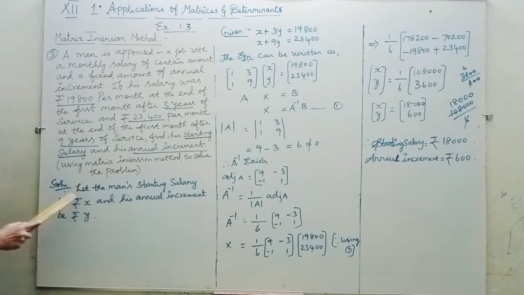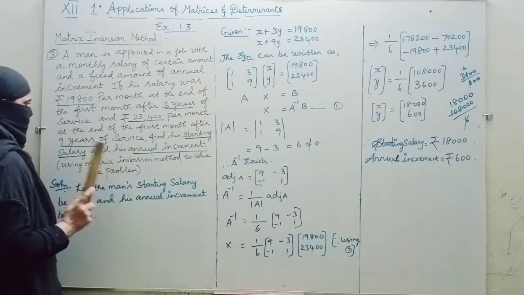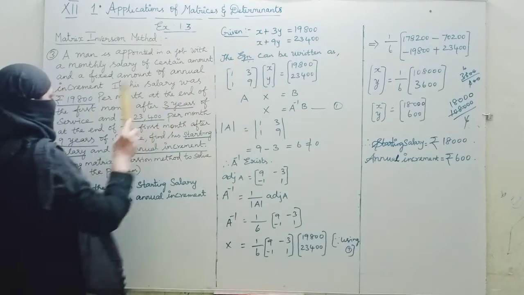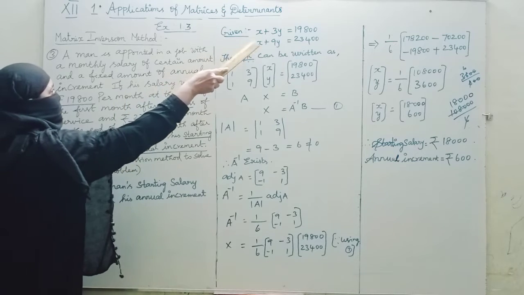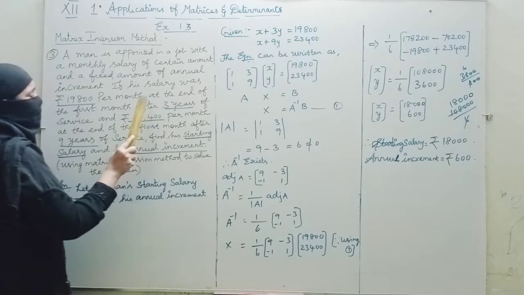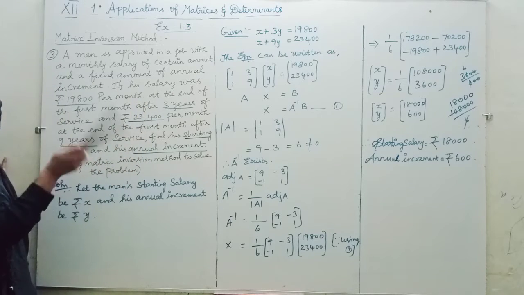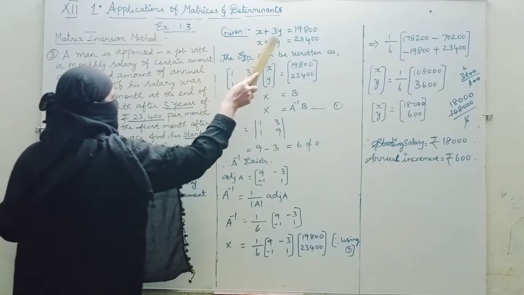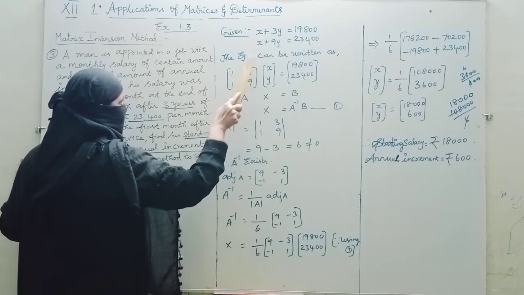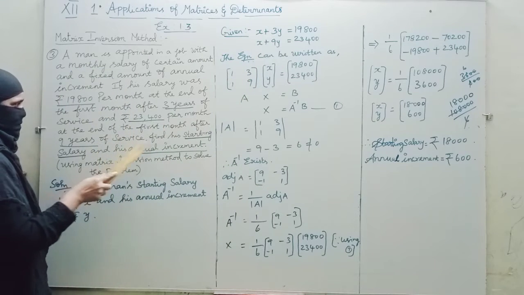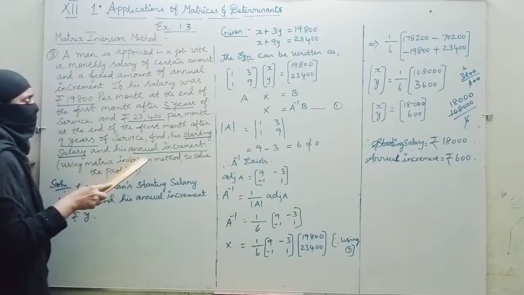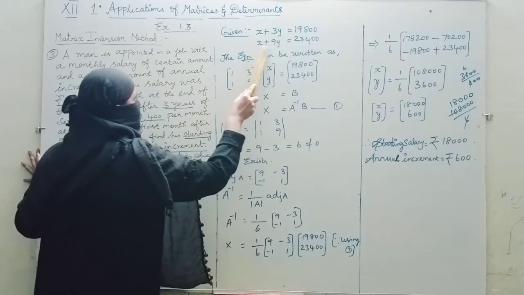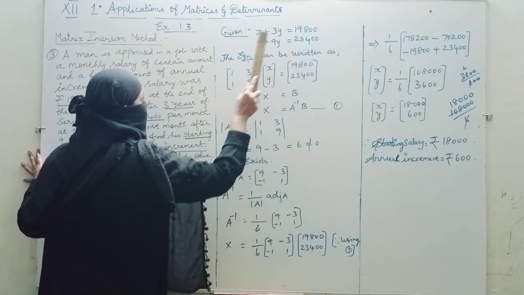So by using matrices, first you can frame the equation. x plus, after 3 years, years I am taking as y. So x plus 3y, since it says after, plus 3y; if it had said before, it would be minus 3y. So x plus 3y equal to 19,800. Similarly, after 9 years, check whether it is after or before. This is what you must concentrate on in the equation. x plus 9y equal to 23,400.